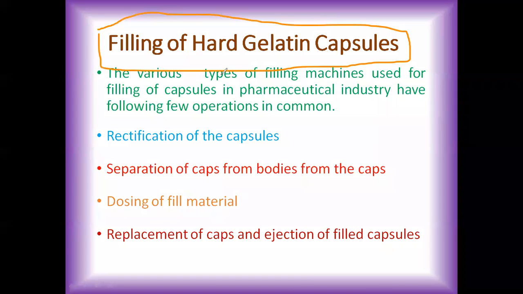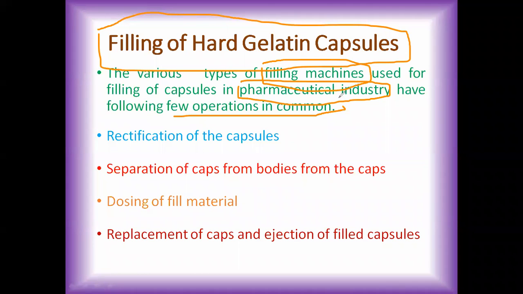Now, the machines which are used for filling of hard gelatin capsules in the pharmaceutical industry have a few operations in common. So which are those operations which are common in the filling machines which are used for filling any material into hard gelatin capsules?